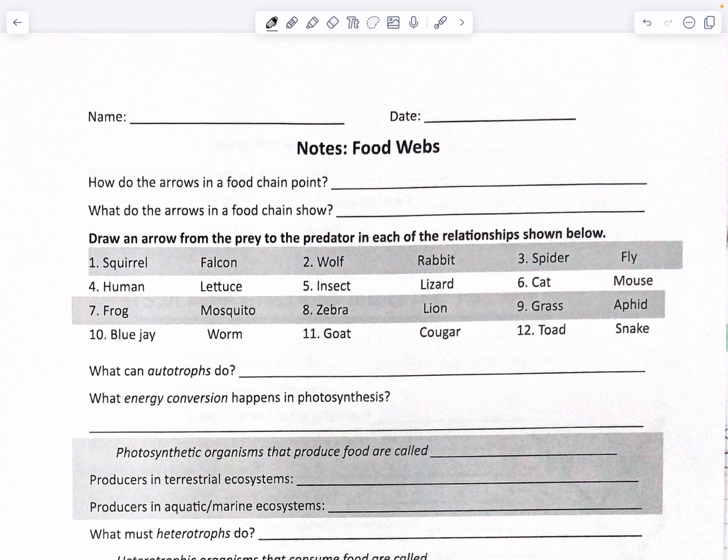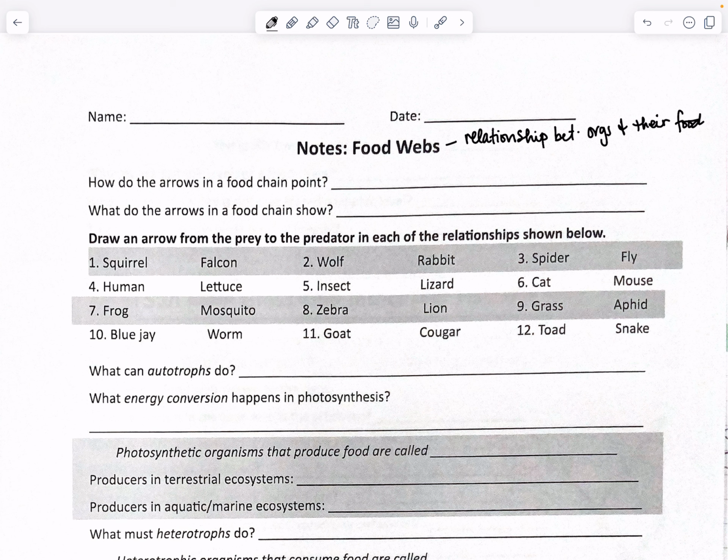So a food web shows the relationship between a group of organisms and the food that they eat. So let's take a note about that. It's the relationship between organisms and their food. So in other words, you're looking at or paying attention to who is eating who.